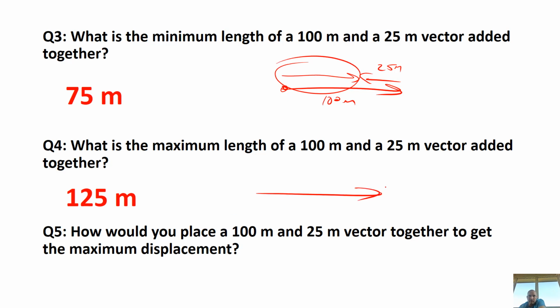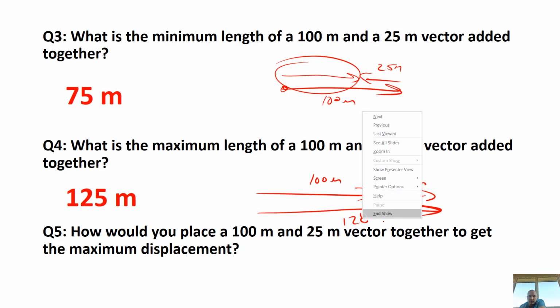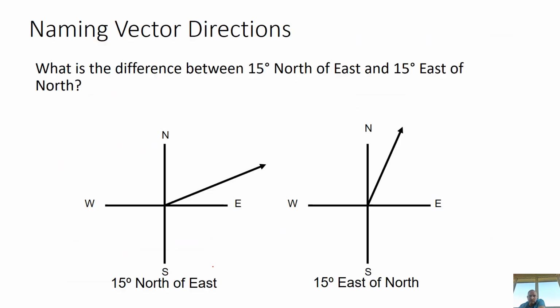Whereas here, if I go 100 and I go 25, I have this overall resultant of 125 meters. And so that's what you're answering in this question right here. Okay, to get the maximum displacement, they're going to be in the same direction, just like what you saw right here.